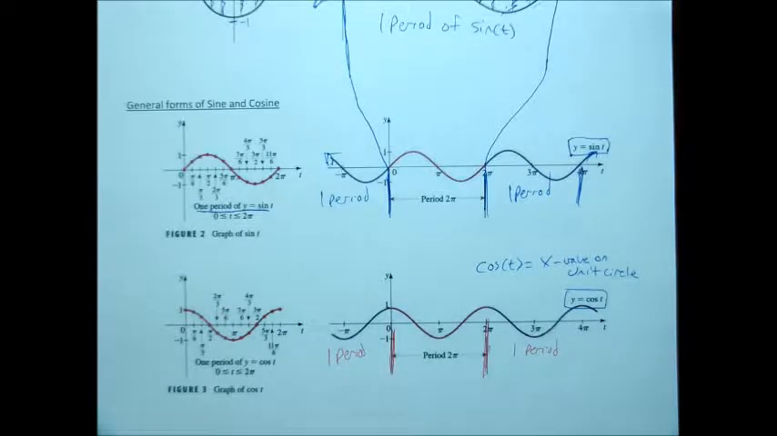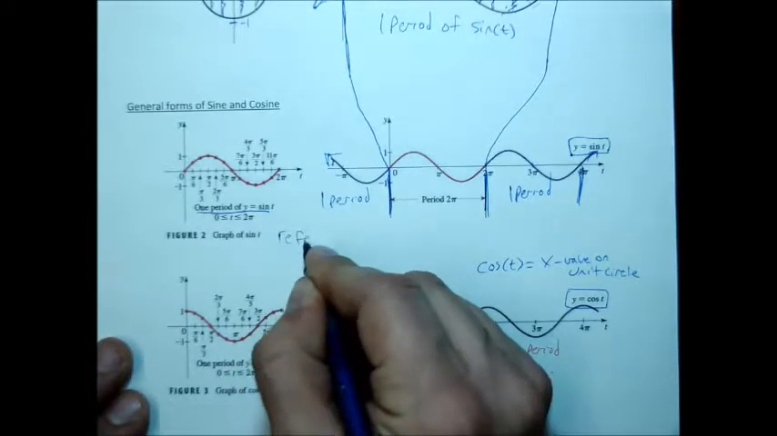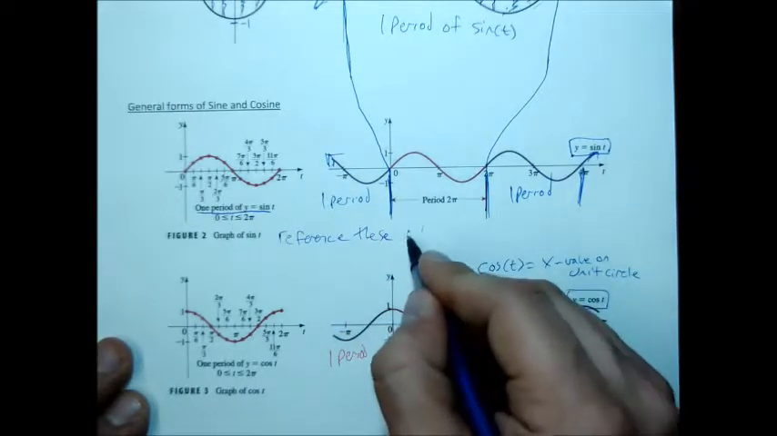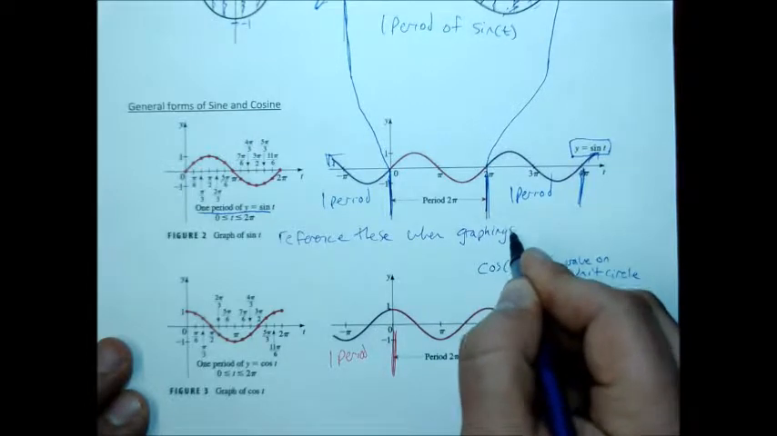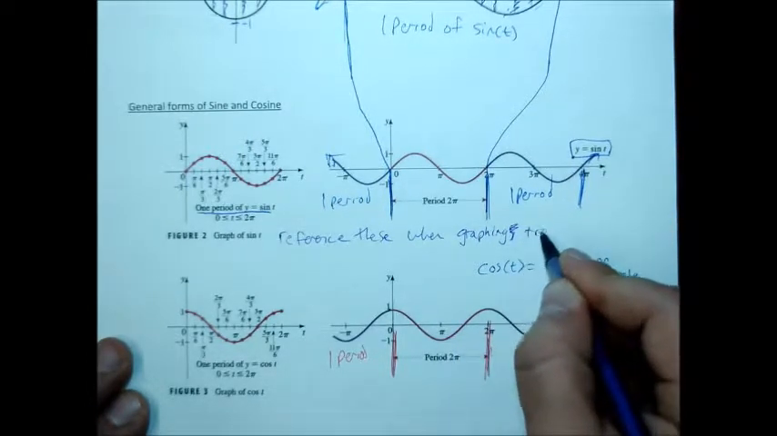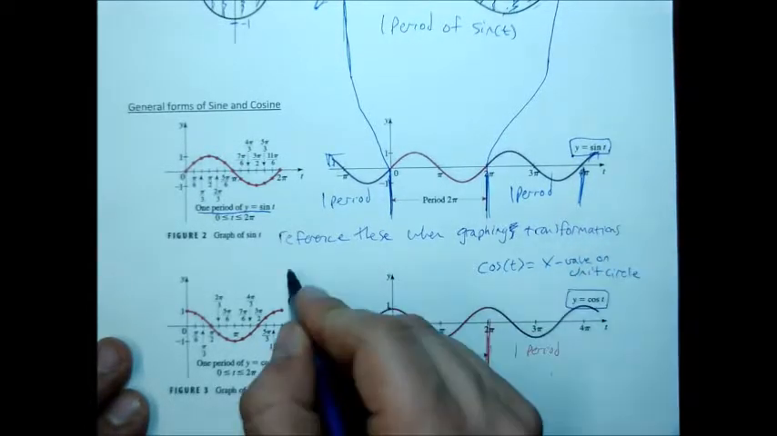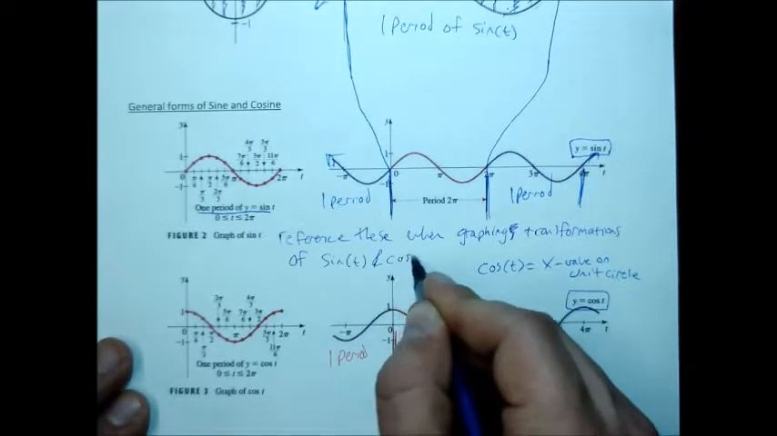And so in case it wasn't clear, what we want to do based on this page is use these pictures as references when we're doing transformations. And so I'm just going to write that down just to be very, very clear about that. We want to reference these pictures and all the information we just learned about them when we're doing transformations. So reference these when graphing transformations of sine and cosine.